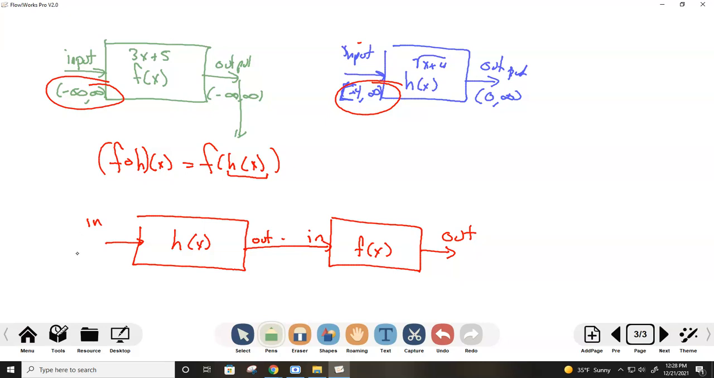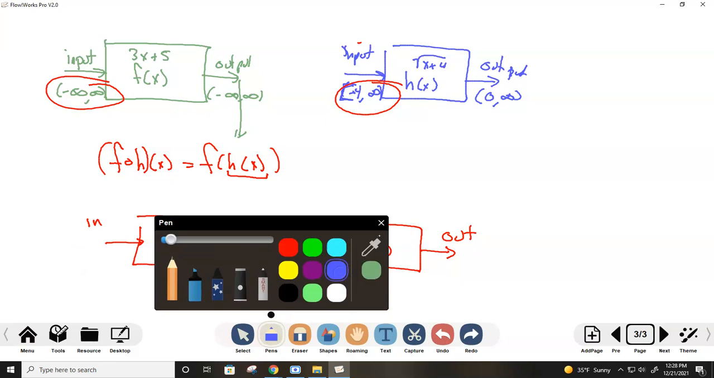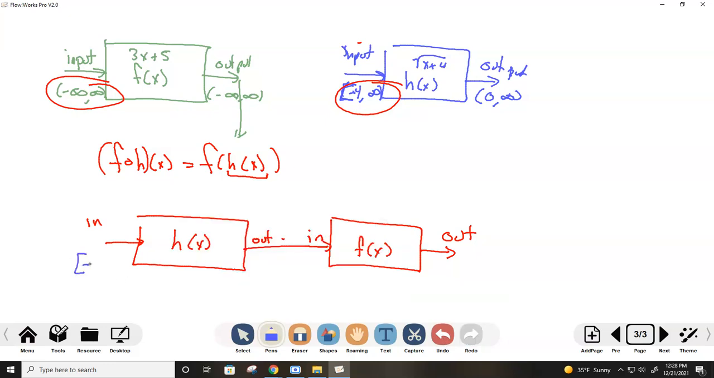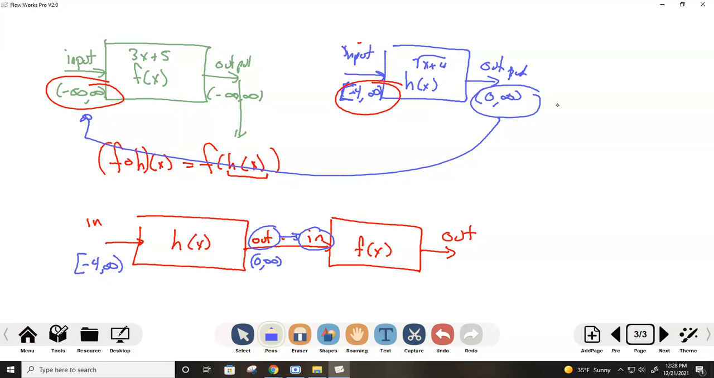If we look here, though, my input was, I was in blue on this. My input was -4 to infinity, and my output was 0 to infinity. So now this output becomes the input. So this output here, I have to say, how does that compare to the domain of f of x? Well, 0 to infinity is in the domain of f of x, so I'm fine with that.